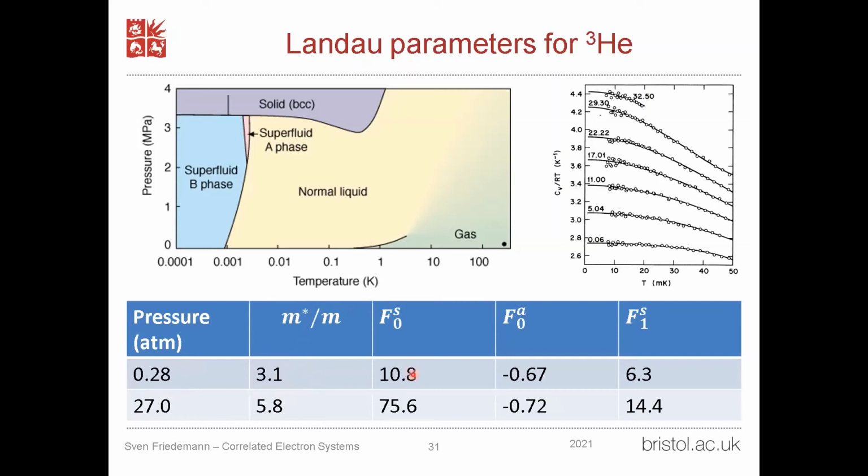And this is all captured within these Fs0, Fa0, and Fs1 coefficients, which have quite sizable values. Once we compress the helium-3 gas, particles get closer to each other, so they interact even more strongly. That's reflected in the fact that the effective mass goes up even higher at a pressure of 27 bar, and so do the Landau coefficients.